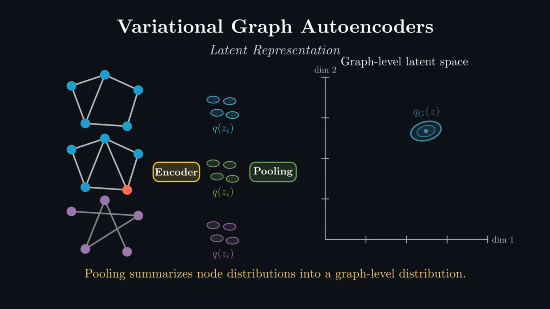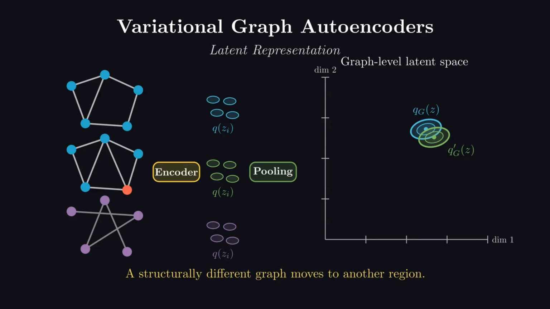On the right, we visualize these graph-level distributions in a two-dimensional latent space. The blue and green distributions are close to each other because the corresponding graphs are also very similar. The purple distribution appears in another region because the third graph has a different structure. So the key intuition is this. A VGAE does not only learn where an embedding is, but also how uncertain this embedding is. And in the latent space, similar graphs should lead to nearby distributions, while different graphs should be separated.